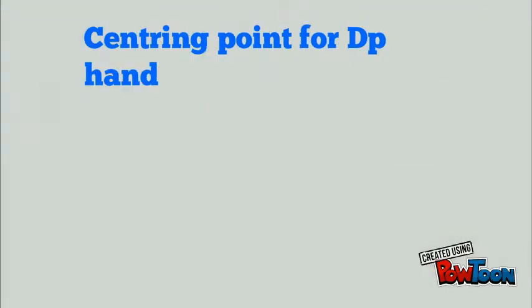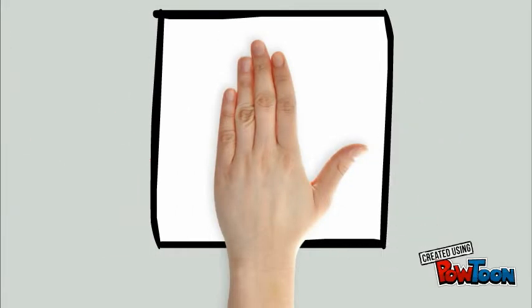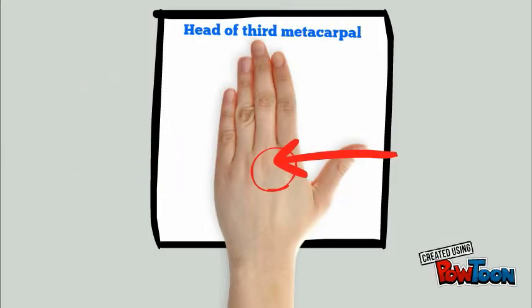Once the hand is positioned, we then think about centering points. For a DP hand, we center the X-ray beam, also known as the vertical central ray, over the head of the third metacarpal.